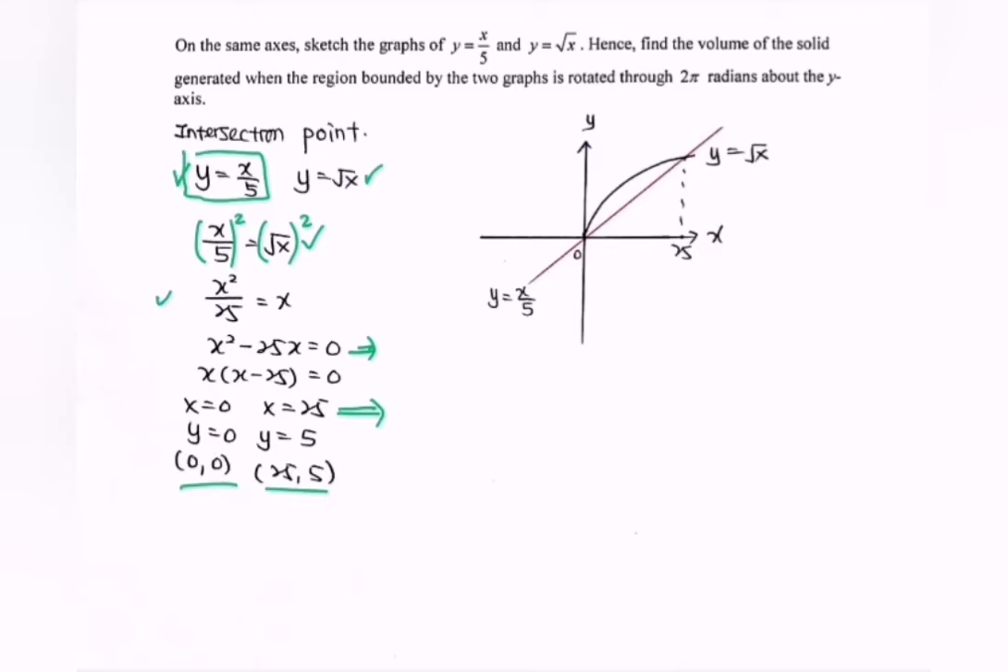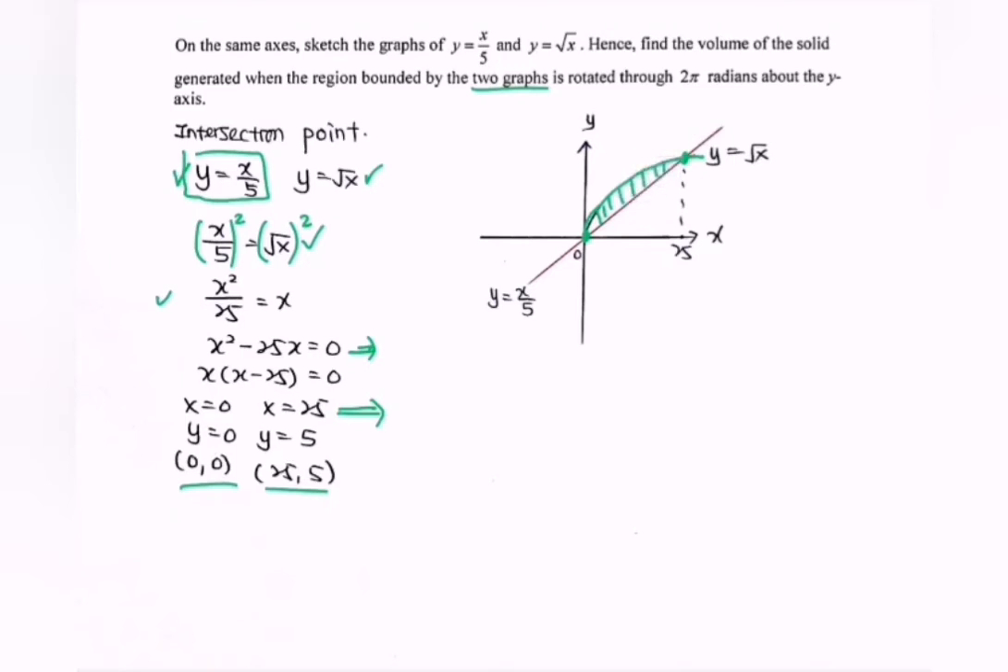Next, what we have to do is to sketch the graph y equals x to the power of 1 over 2. So basically, here will be the graph for square root of x. Next is to sketch the graph for y equals x over 5. So as we all know, in here we already have 2 points of intersection where we have the origin 0, 0 and 25, 5. So kindly refer to the question. The question mentioned the region bounded by the two graphs. So here will be the region.